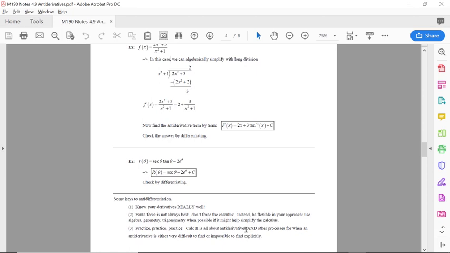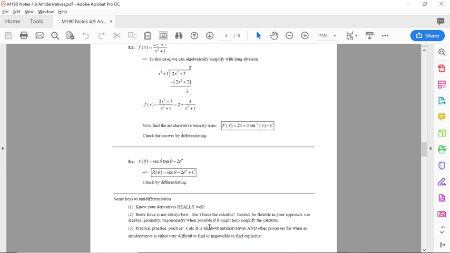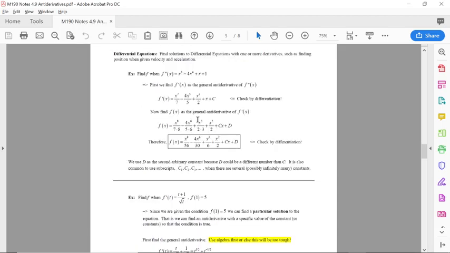Just do lots of practice, okay? And in your Calculus 2 class, you'll be spending pretty much the whole semester dealing with antidifferentiation, its interpretations, and what happens when you can't find an antiderivative, for example.